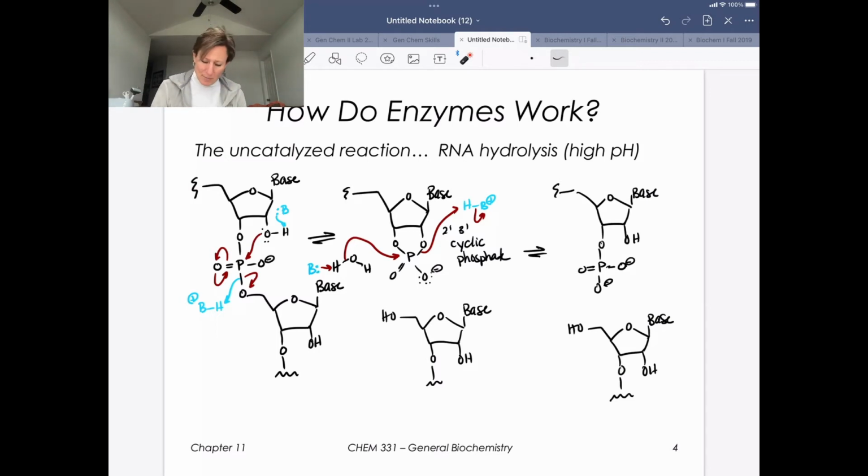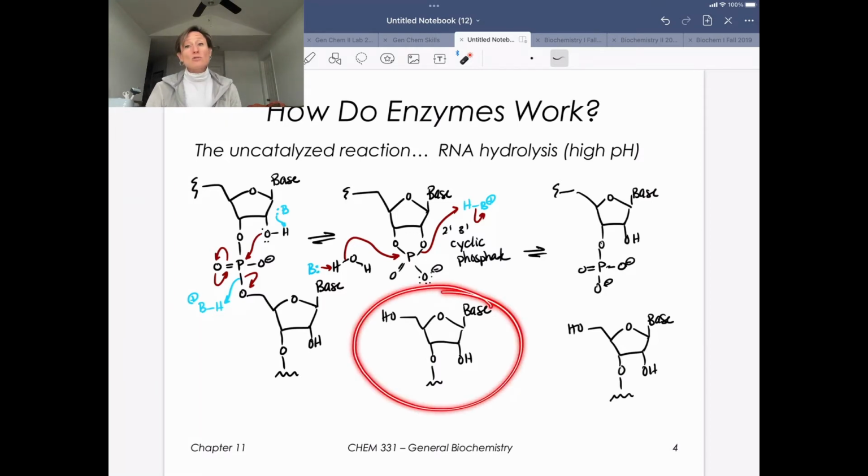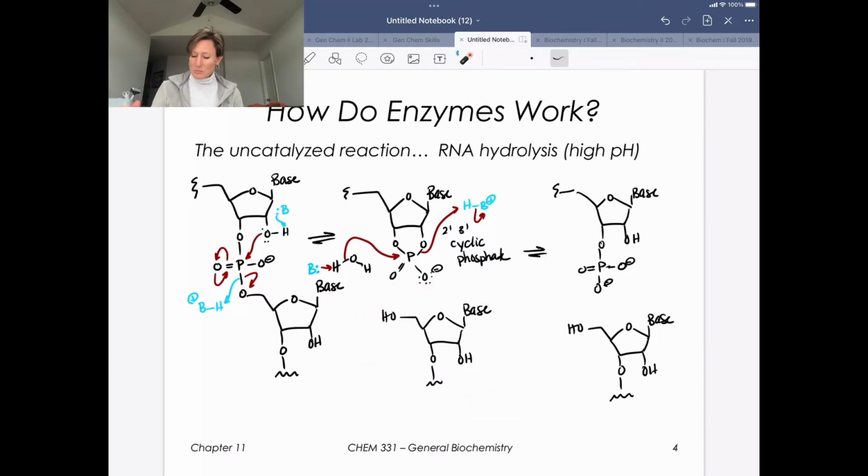So walking through this chemistry again, nucleophilic attack on our phosphorus here of our phosphodiester bond. Ultimately, we have breaking of our phosphodiester bond, and then we have our downstream nucleic acid piece here. We end up with what we call a 2', 3' cyclic phosphate intermediate. And what we're going to see now is the involvement of water. So water is going to come in here.